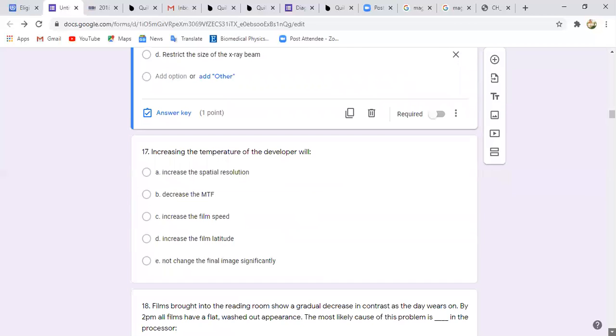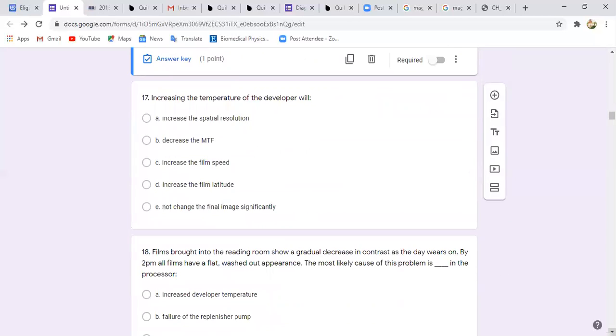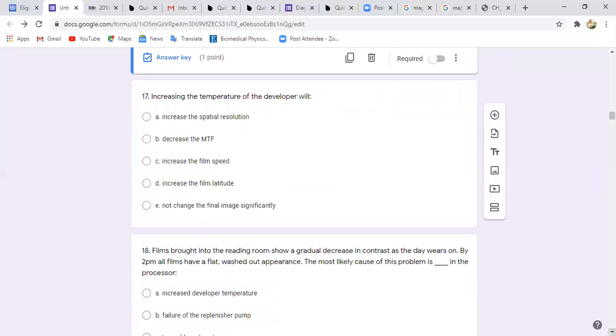17, increasing the temperature of the developer will do what? What will that do? It increases the speed. Increase what? The speed of the film. Yeah, it will increase the speed of the film.